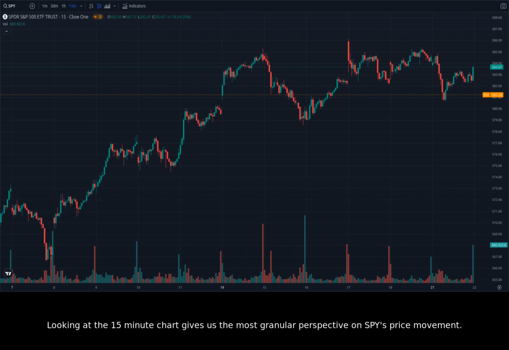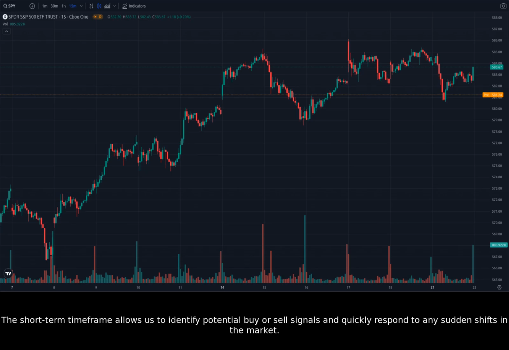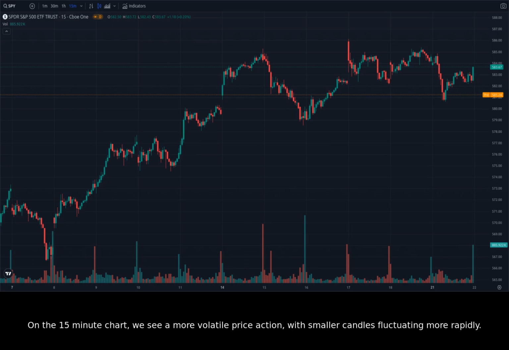Looking at the 15-minute chart gives us the most granular perspective on SPY's price movement. The short-term timeframe allows us to identify potential buy or sell signals and quickly respond to any sudden shifts in the market. On the 15-minute chart, we see a more volatile price action, with smaller candles fluctuating more rapidly.